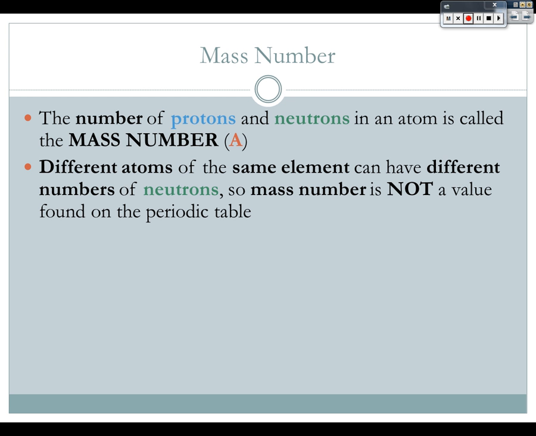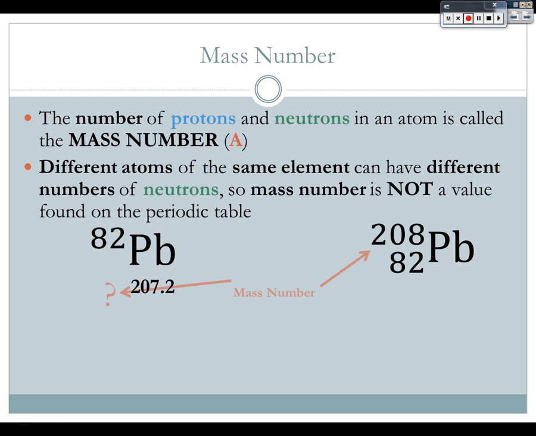So since different atoms of the same element can have different numbers of neutrons, mass number cannot really be given on the periodic table. That's why instead we give the weighted atomic mass. The mass number can't be found on the periodic table, but we can list it.